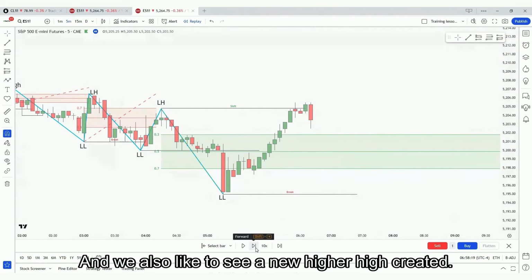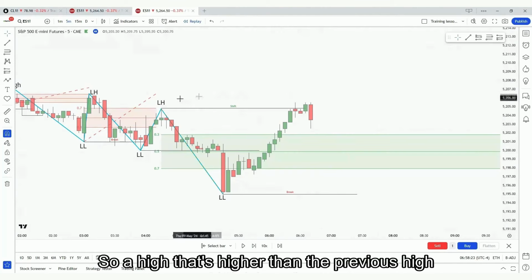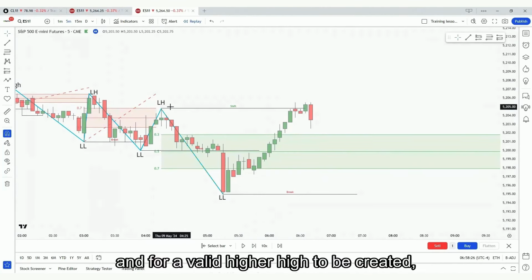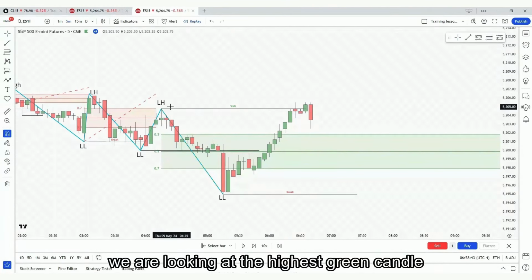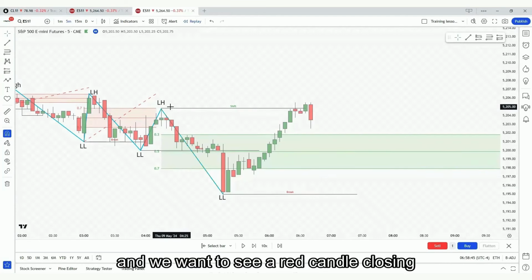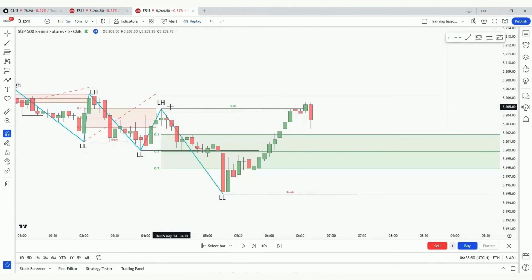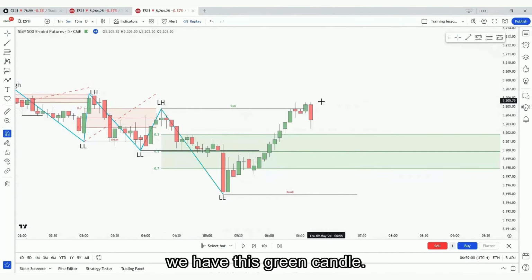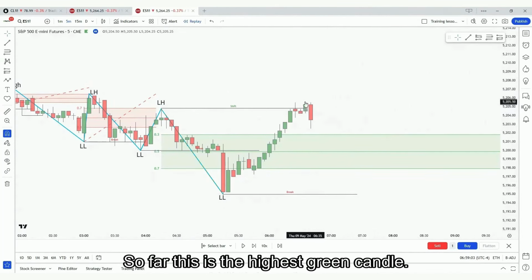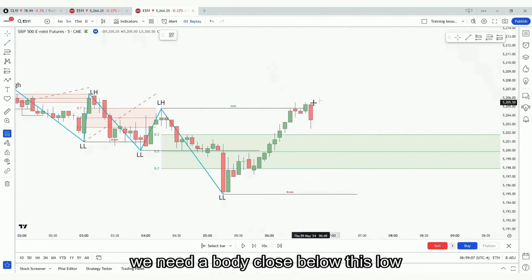And we also like to see a new higher high created, so a high that's higher than the previous high. And for a valid higher high to be created, we are looking at the highest green candle. And we want to see a red candle closing below the highest green candle. After the body close above the shift line, we have this green candle. So far, this is the highest green candle. So for a valid higher high, we need a body close below this low.